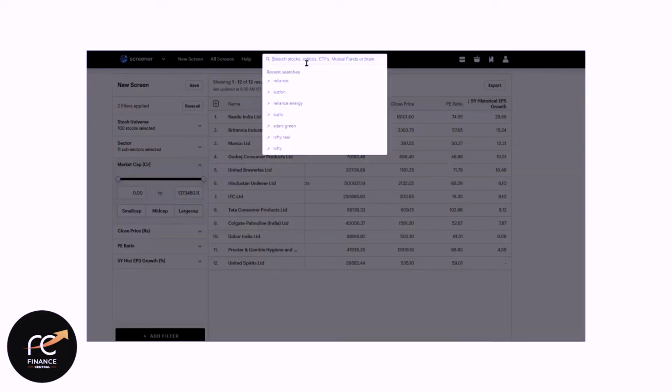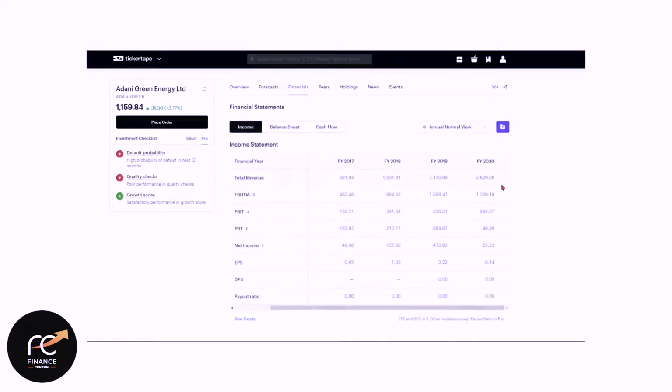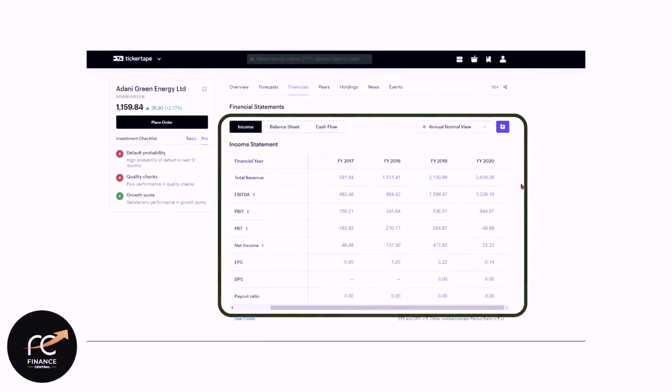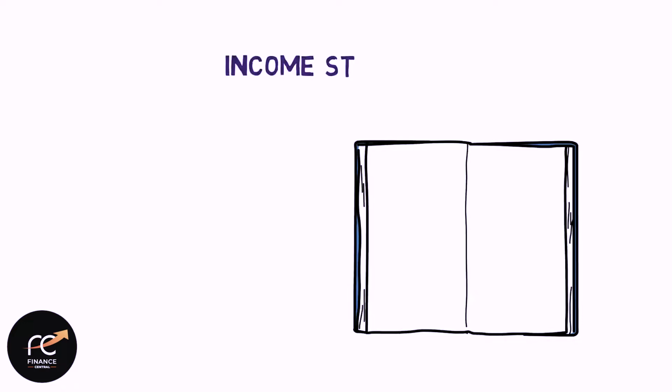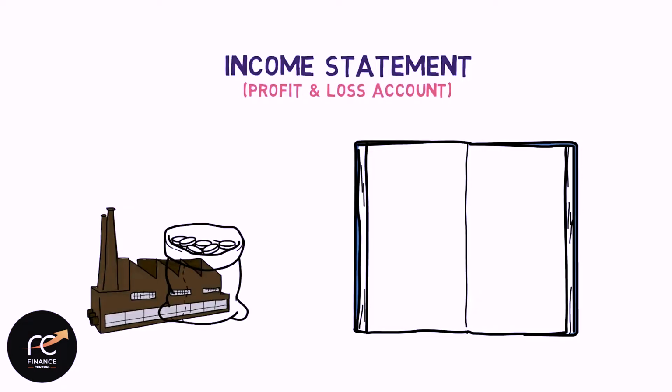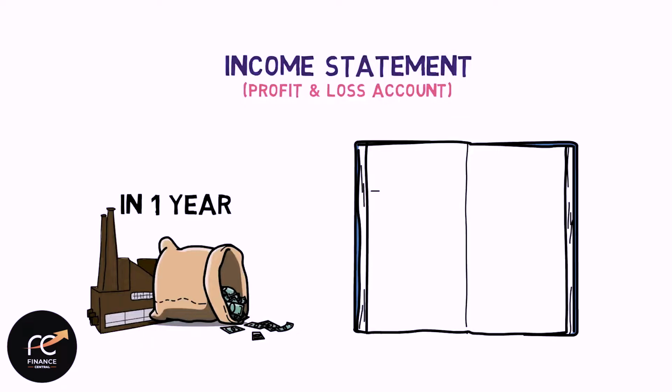Let me show you a real example. Let us check Adani Green. Now let us check the Financials tab. You can now see the income statement. Let us first understand, what exactly is an income statement? Basically this income statement, very commonly also known as the profit and loss statement, tells us the amount of profit a company makes within 1 year. And if it has not earned a profit, then what is the loss incurred? This statement gives us a detailed breakdown.